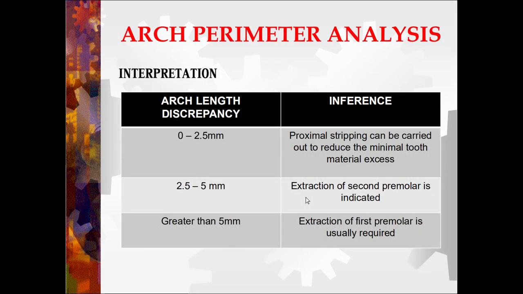So the interpretation is: if the discrepancy is around 0 to 2.5 millimeters, then simple procedures like proximal stripping can be done. But if the discrepancy of space is 2.5 to 5 mm, extraction of the second premolar is indicated. If the discrepancy is greater than 5 mm, then extraction of the first premolar is indicated.